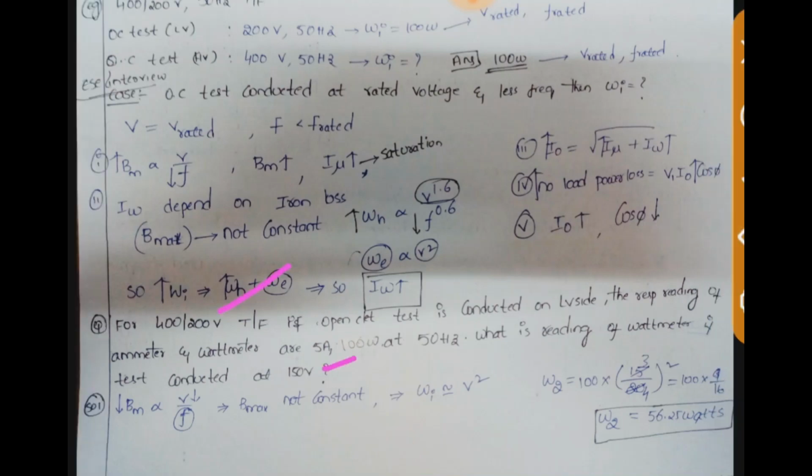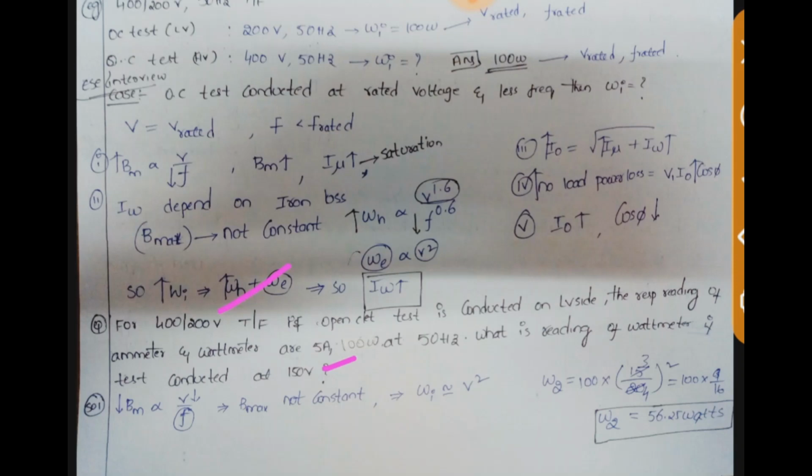Normally, voltage cannot be increased since the insulation will burn. If a hypothetical case comes in the examination, you have to accept it. Now the question is telling that in the first case a 200 volt, 50 hertz test is conducted. During the second stage the voltage is reduced to 150 volt, 50 hertz. Frequency is constant. What is the wattmeter reading he is asking?